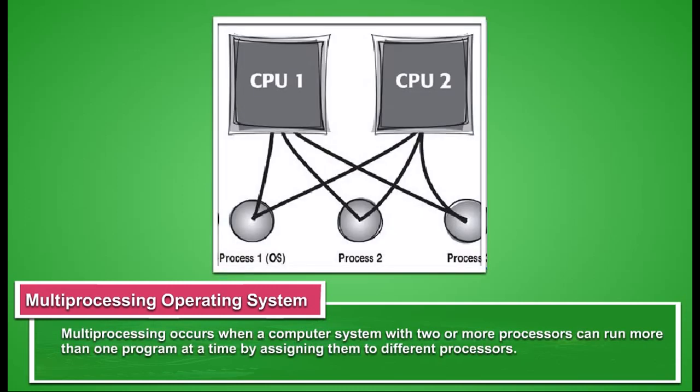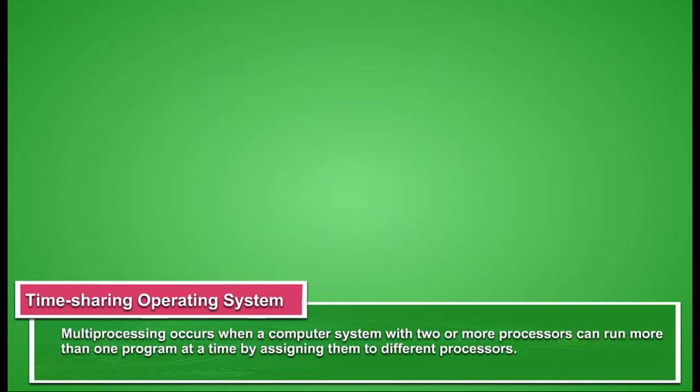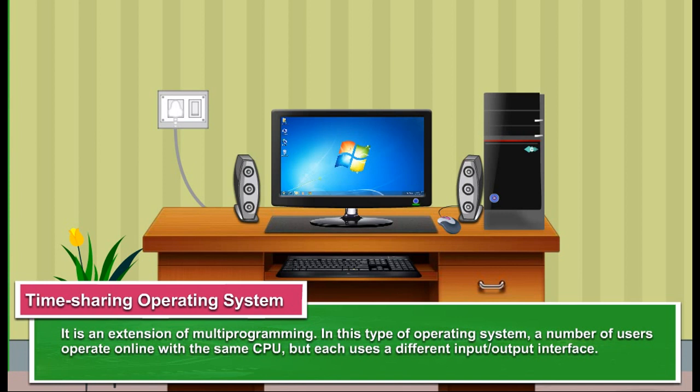Multiprocessing operating system. Multiprocessing occurs when a computer system with two or more processors can run more than one program at a time by assigning them to different processors. Time-sharing operating system. It is an extension of multiprogramming. In this type of operating system, a number of users operate online with the same CPU, but each uses a different input or output interface.